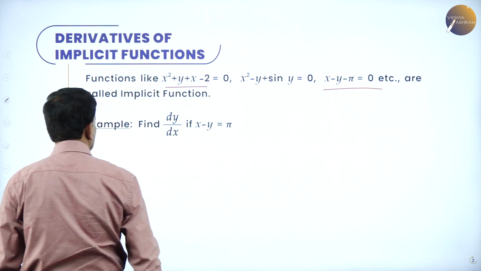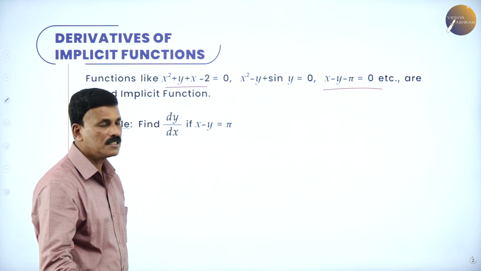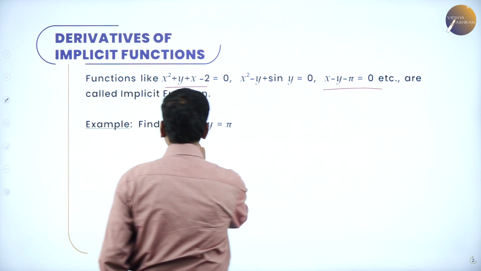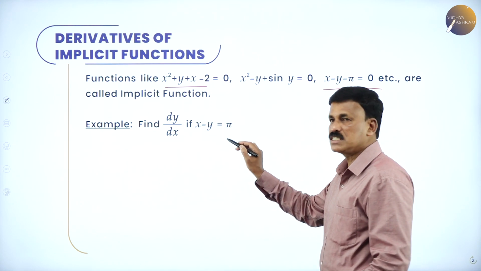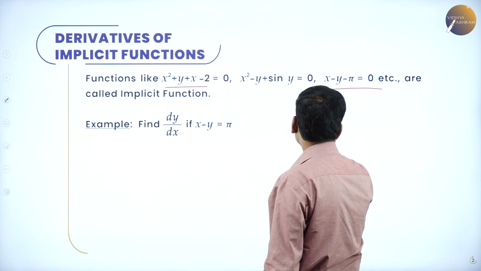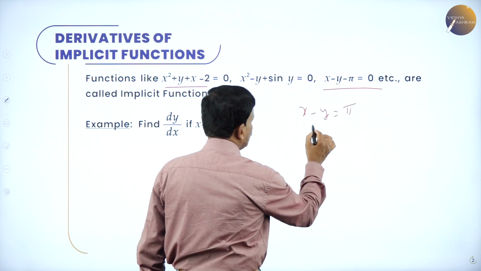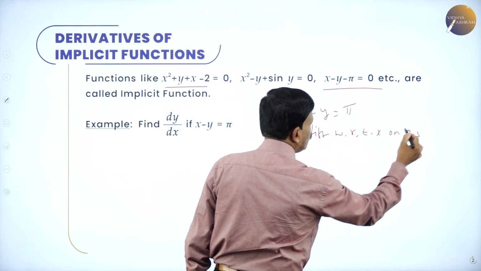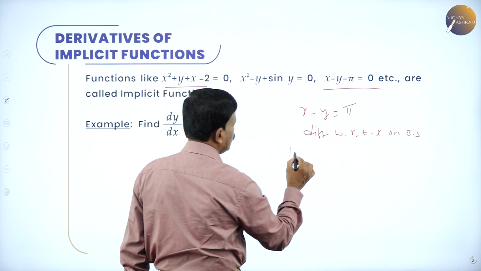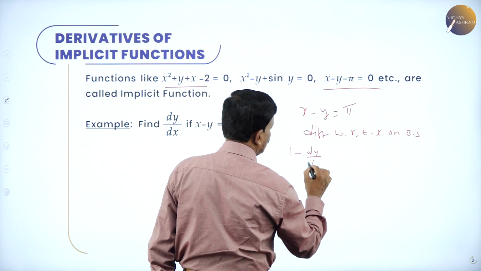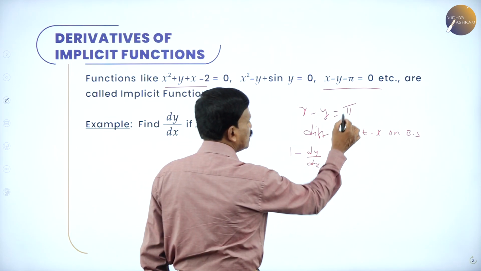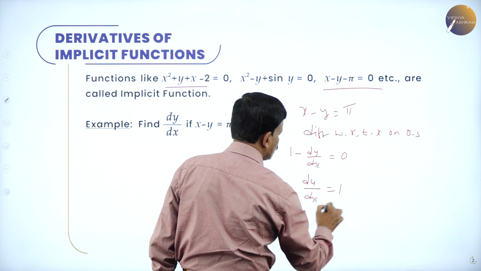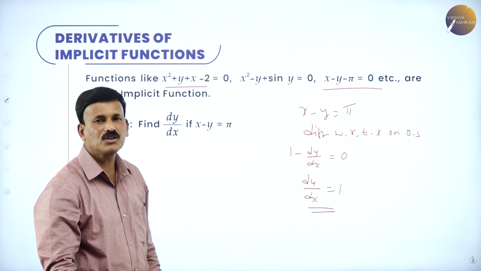Differentiation of implicit functions. Now let us consider: if x minus y is equal to pi, find dy by dx. So what is given here? x minus y is equal to pi. Now differentiate with respect to x on both sides. Differentiation of x is 1, minus differentiation of y is nothing but dy by dx, is equal to the derivative of a constant, which is 0, and transfer this. So dy by dx is equal to 1. Therefore dy by dx is equal to 1 is the required answer.